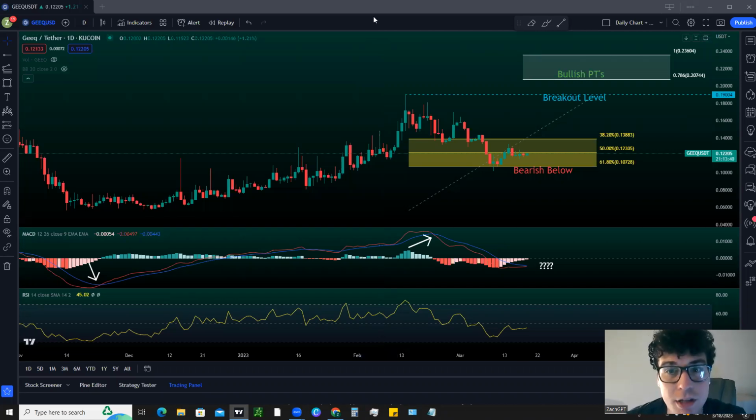For today's video, we're going to take a look at GEEQ. Breaking it down on the daily chart as always, we're going to go over the major support levels that we need to hold to really stay bullish and have a chance of hitting our breakout level and possibly even our bullish price targets. And then we're also going to take a look at our MACD right here, and we can see that it's about to do something pretty big.